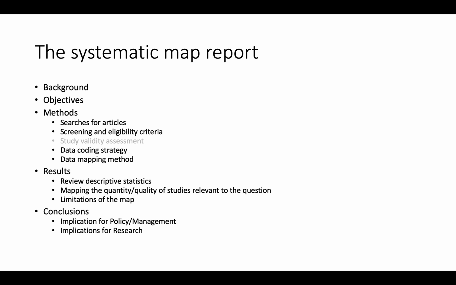And then a conclusions section as well should be in the systematic map, and this should have a discussion about the implications for policy and management, or perhaps policy and practice. And then you might also have some implications for research, particularly if you've made any observations about best practice or substandard practices in research methodology.